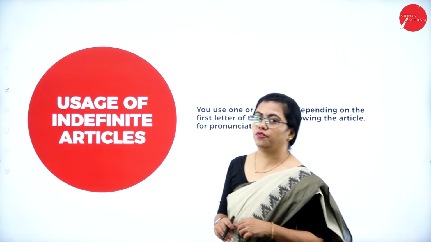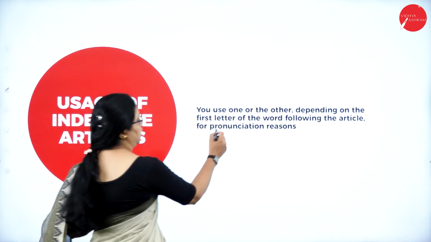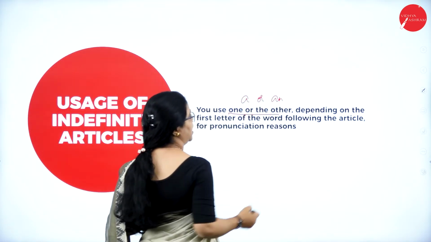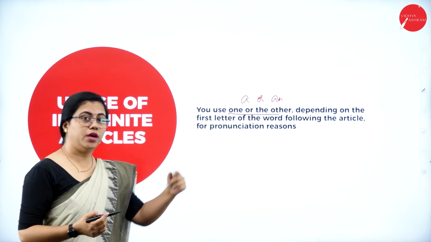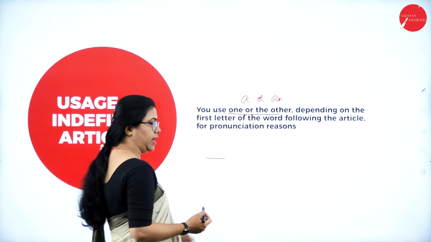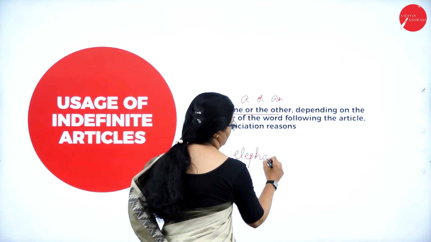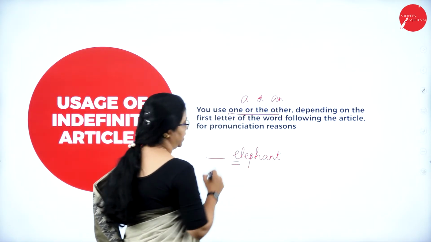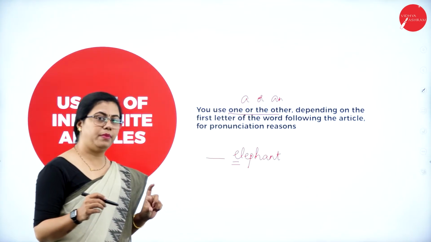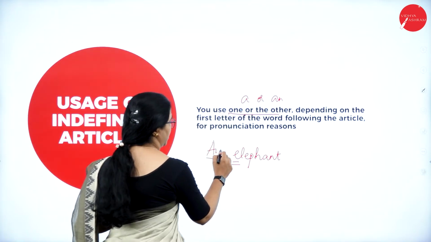How do we use the indefinite article? Where to use a, where to use an? Here you use one or the other, a or an, depending on the first letter of the word following the article. That means you look at which word follows the article, and based on the first letter of that word, you fill in the article. So here you fill in an.